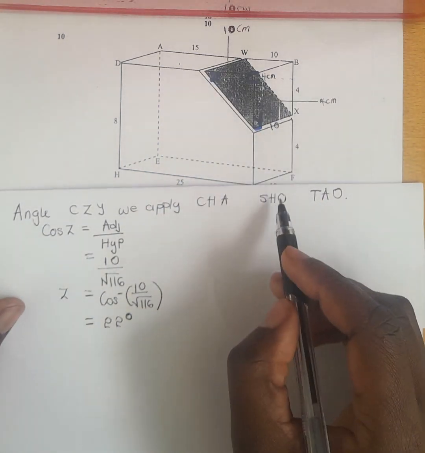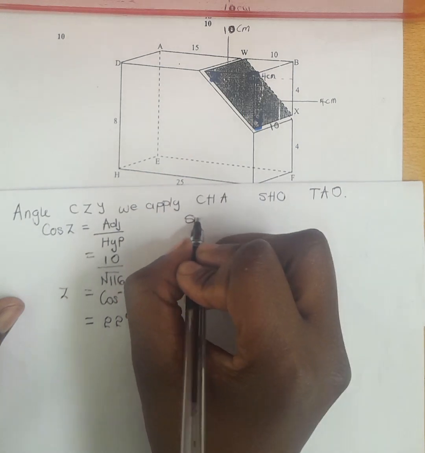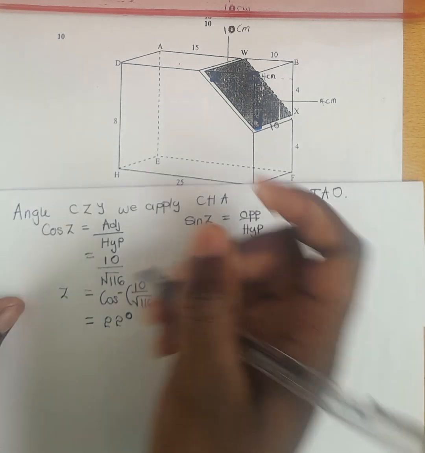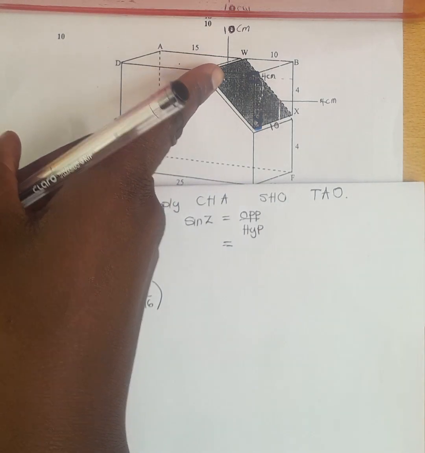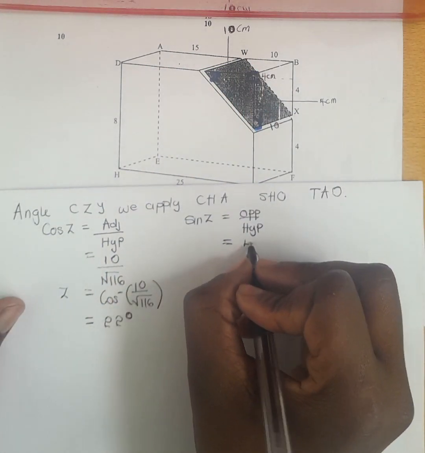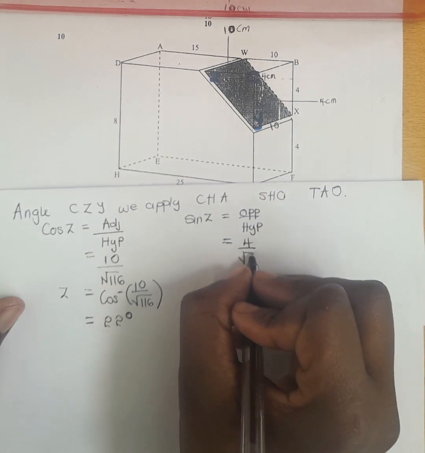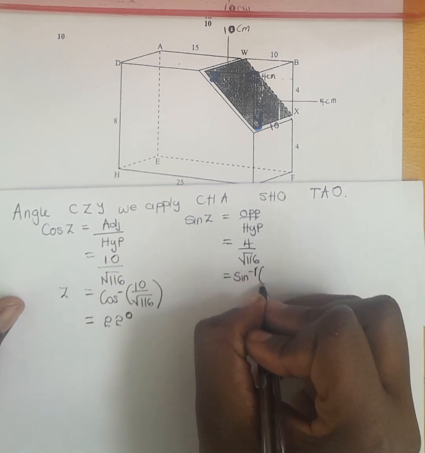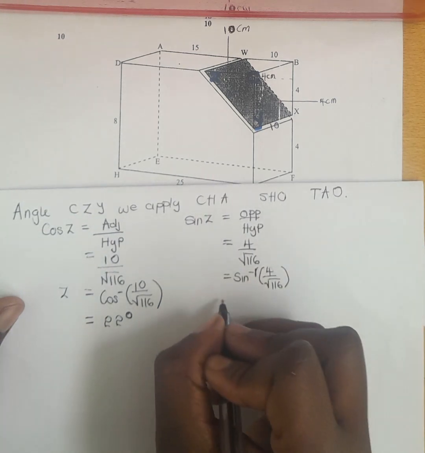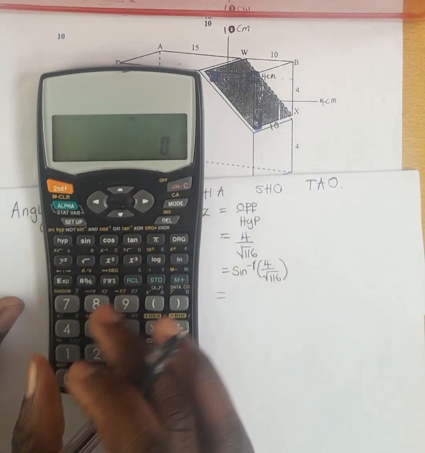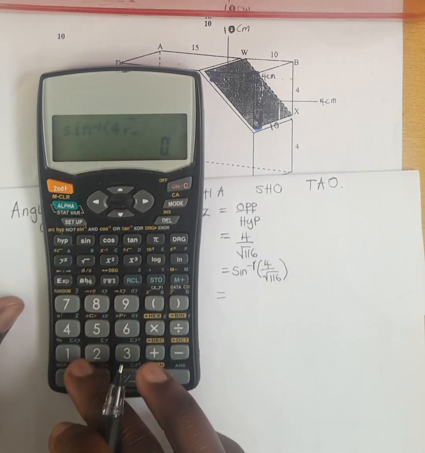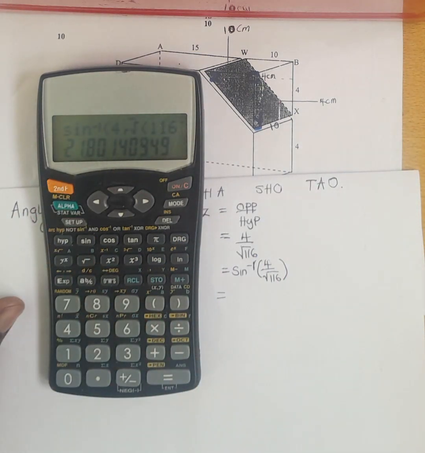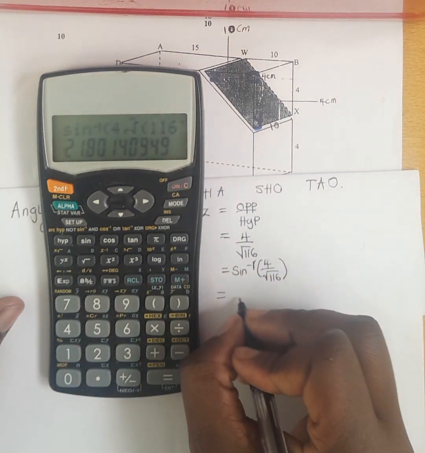And then, let's say we apply SOH. We are going to say sine Z is equal to opposite over hypotenuse. We have this angle Z, the opposite is this 4 centimeters. So we are going to say 4 over the hypotenuse, which is root of 116. So to get angle Z, we are going to say sine inverse of 4 over root of 116. Let's punch this on the calculator. Second function, sine, 4 divided by root of 116. We get 21.8 again. So we are going to round it to the nearest degree. It is going to be 22 degrees.